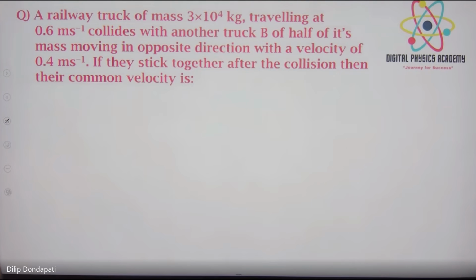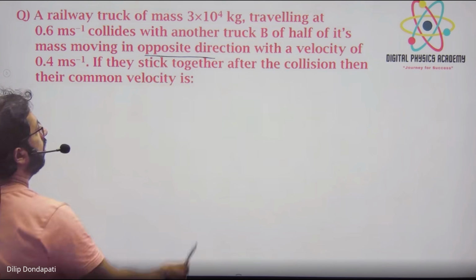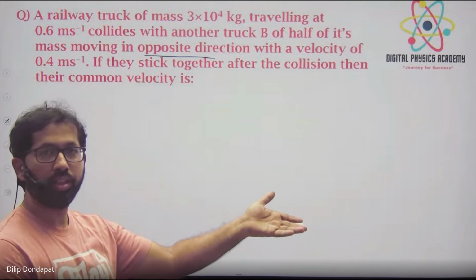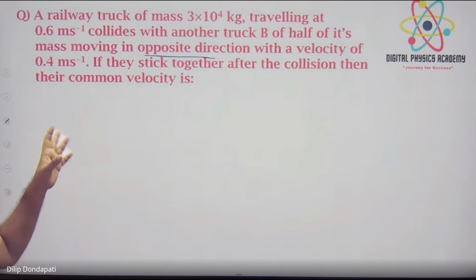A railway truck A of mass, traveling this much, collides with another truck B, half of its mass, moving in the opposite direction. Very important, opposite direction, with a velocity this much. They stick together after the collision, then the common velocity is? Here the initial momentum is not zero in this case, because the railway trucks are moving initially. Right? Solve it.